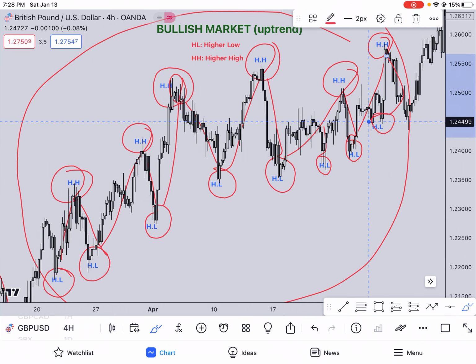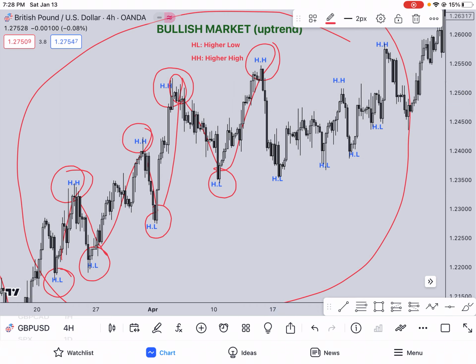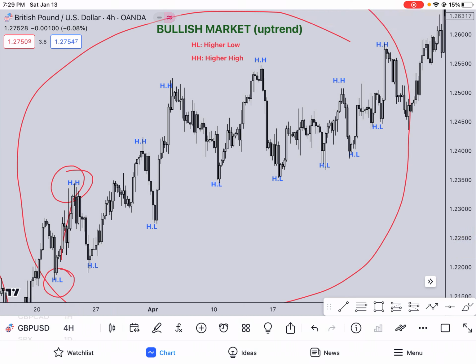Whenever you are talking about a trending market, the market keeps making a series of moves. The first high must not be higher than the next high. You understand what I'm saying? That's when you know that you are still in an uptrend.